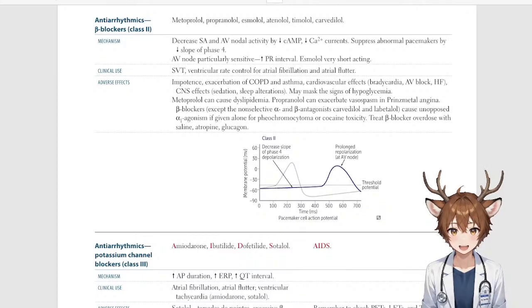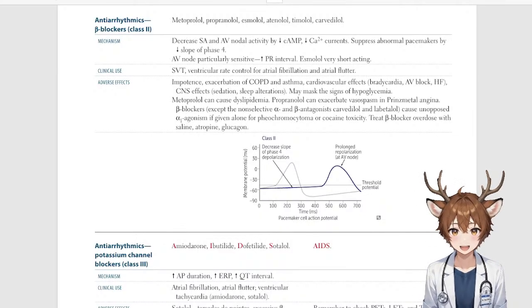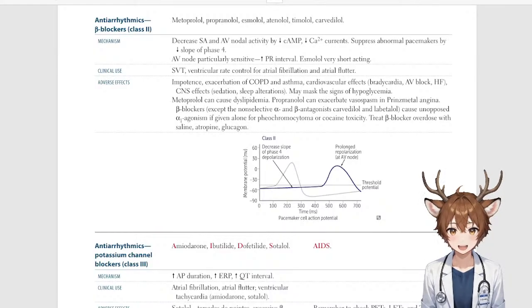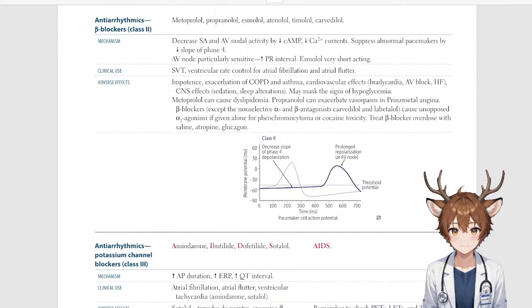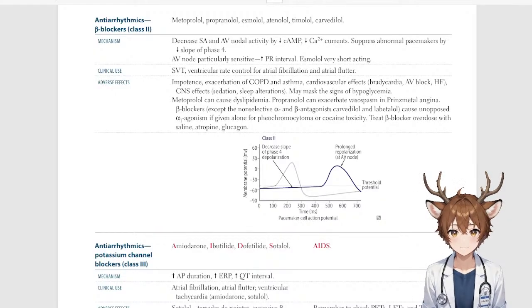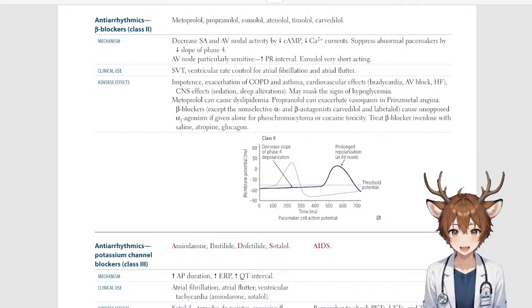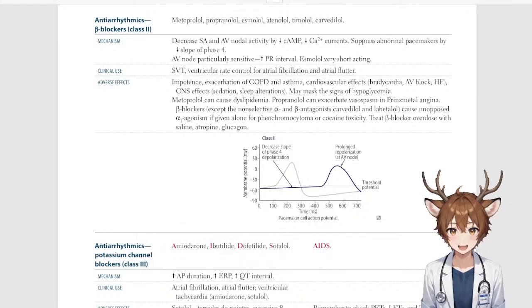Mechanism of beta blockers: they decrease SA and AV nodal activity by decreasing cyclic AMP and decreasing calcium currents. They suppress abnormal pacemakers by a decrease in slope of phase 4. AV node particularly sensitive, leading to an increase in PR interval. Esmolol is very short-acting. Clinical use: supraventricular tachycardia, ventricular rate control for atrial fibrillation and atrial flutter, prevent ventricular arrhythmia post-MI.